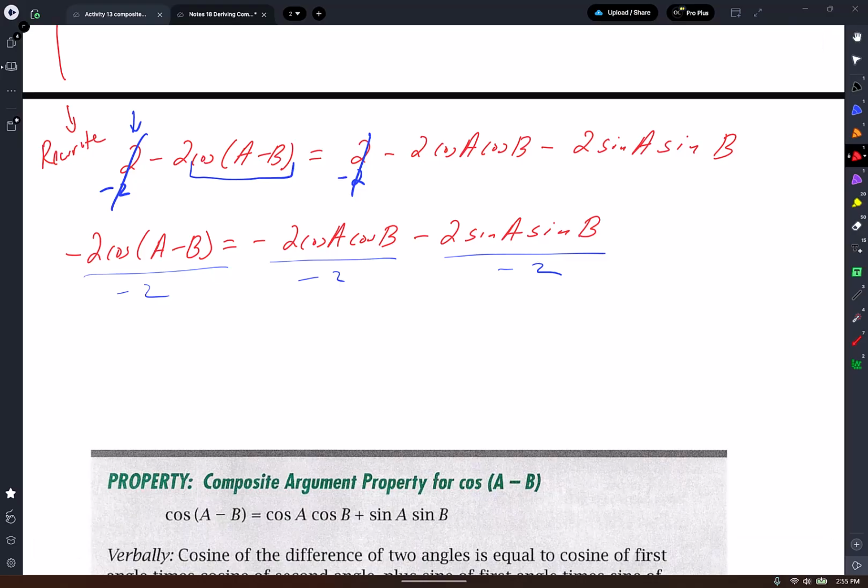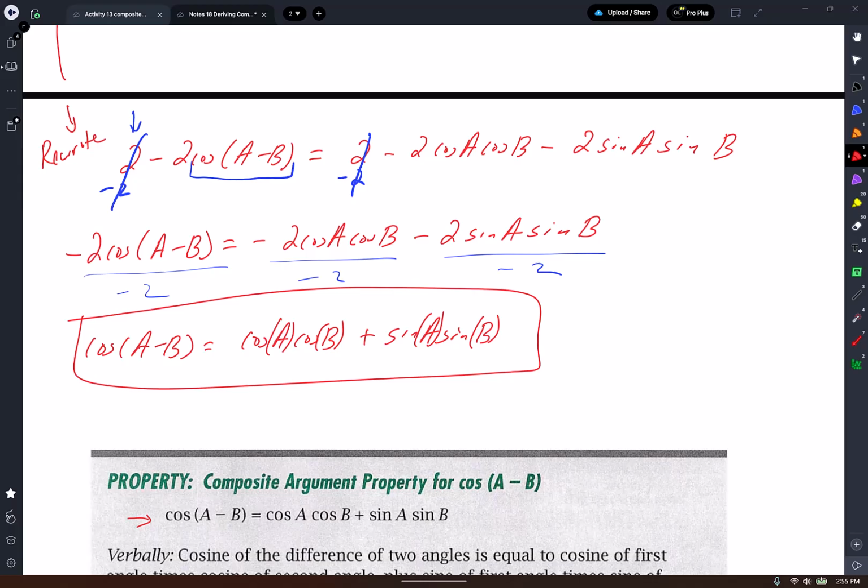So now look what I have, guys. Cosine of a minus b. Negative divided by negative is a cosine a cosine b plus sine a sine b. Is that the formula that we wanted? Is that the formula that we have right here? Yeah, there it is. If you want to put parentheses on the a and the b, you can, because that is the argument.